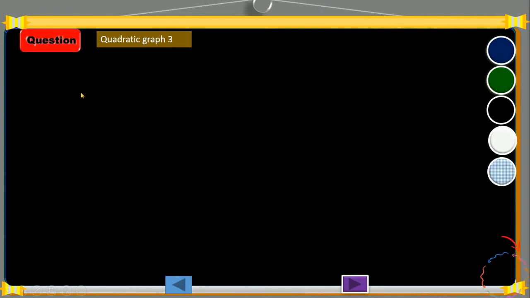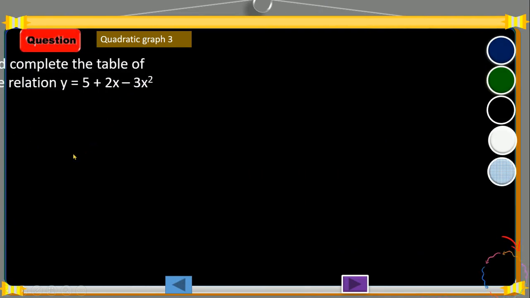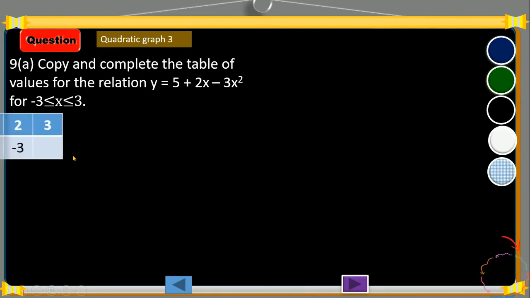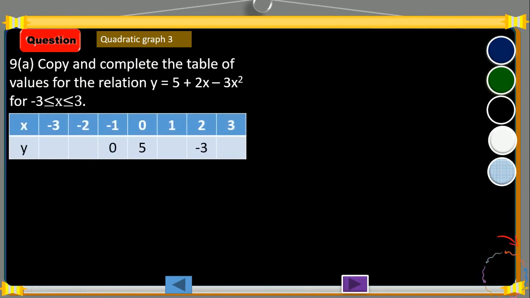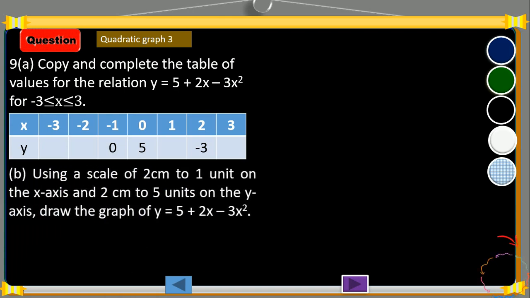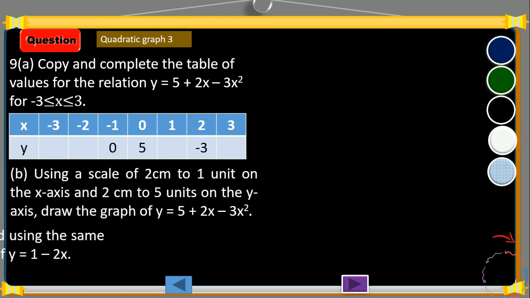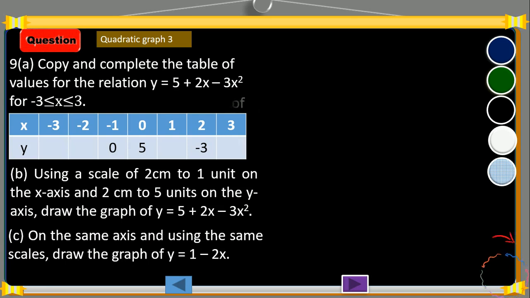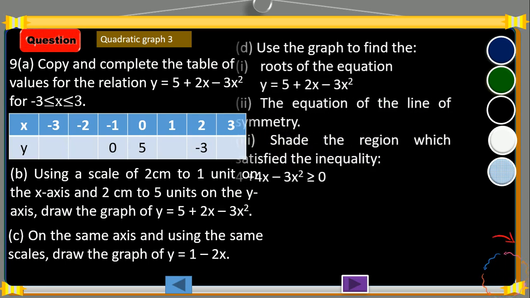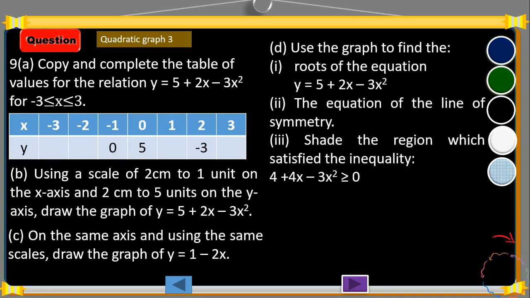Quadratic graph number 3. A. Copy and complete the table of values for the relation y is equal to 5 plus 2x minus 3x squared for values of x from minus 3 to plus 3. B. Using a scale of 2 cm to 1 unit on the x-axis and 2 cm to 5 units on the y-axis, draw the graph of the relation y is equal to 5 plus 2x minus 3x squared. C. On the same axis and using the same scales, draw the graph of y is equal to 1 minus 2x.